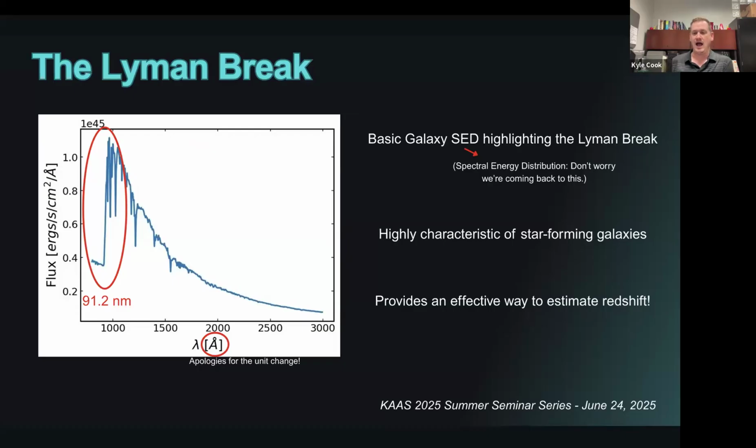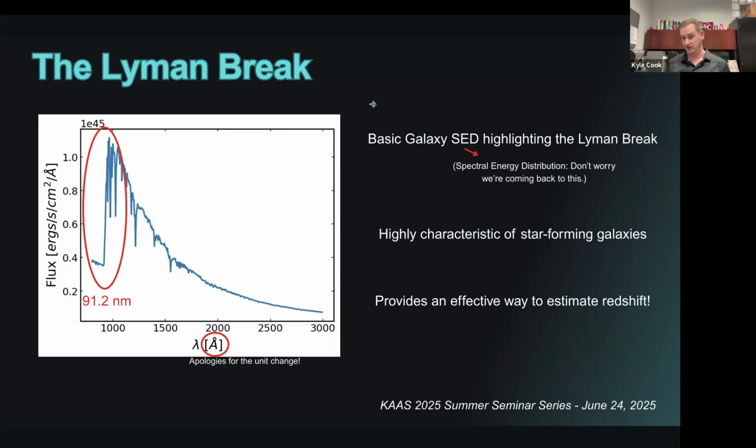I mentioned here it's highly characteristic of star-forming galaxies. I'll show that here in just a few moments. But it also provides a pretty interesting way to estimate the redshift of a galaxy, because one of the first lessons we're all supposed to learn about astronomy is distance is hard. So as we redshift things, as they move further away, the spectrum redshifts. As this gets further away, this entire feature will move more and more towards the red, depending on how far away it is.